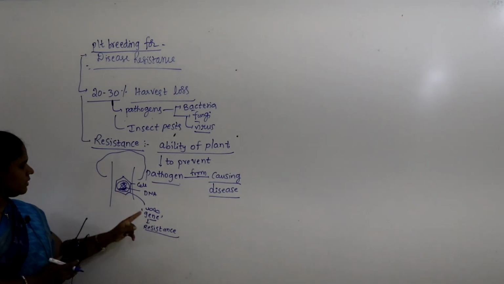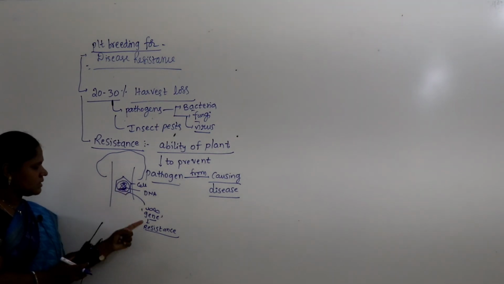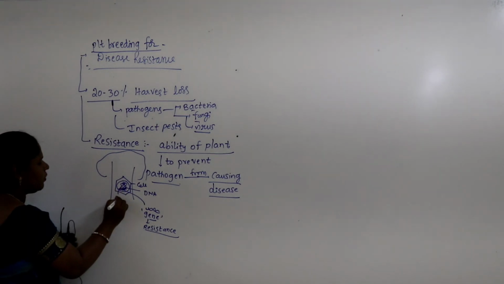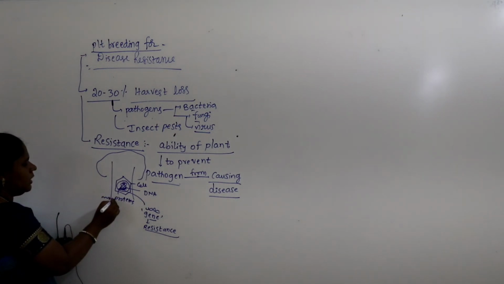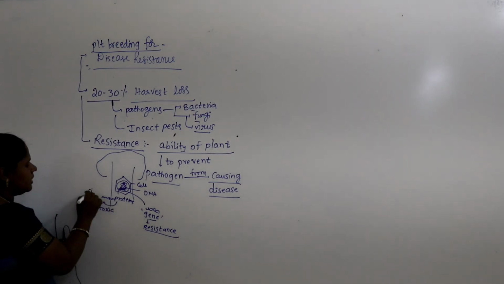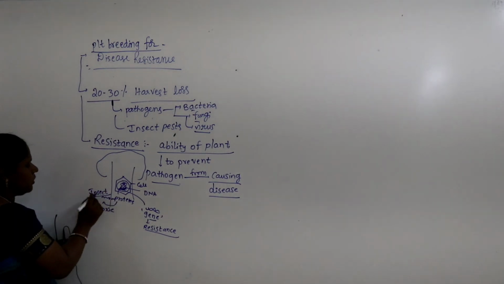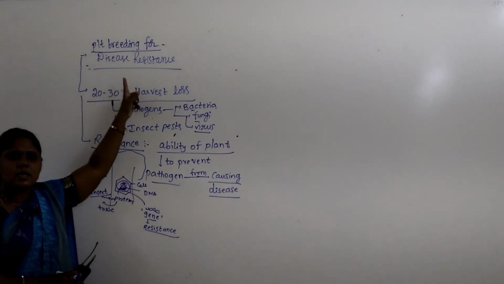So what happens here? The gene that we introduced here gives resistance, and it secretes some proteins. Whenever an insect tries to make a hole here and eats these proteins, the proteins become toxic to the insect, and they kill and destroy the insect. So we are making the plant disease resistant.